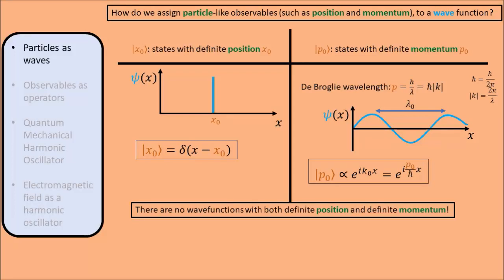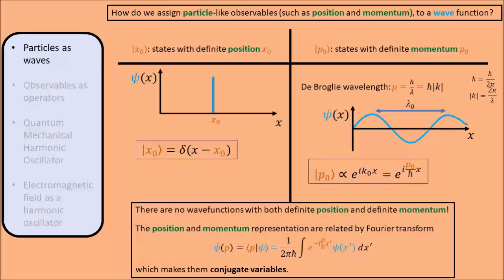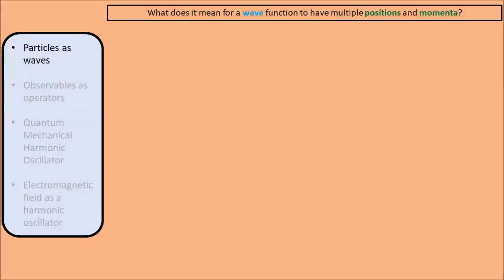We can now find how the momentum representation is related to the position representation of the wave function. By taking the inner product of the wave function with the momentum states, both in the position representation, we find that the momentum representation psi tilde of p is given by the Fourier transform of the position representation psi of x. Because the x and p representations are related by Fourier transform, these are called conjugate variables. So in general, a particle has a wave function that is spread out in both the position and momentum representation. But what does it mean for a wave function to have multiple positions and momenta?